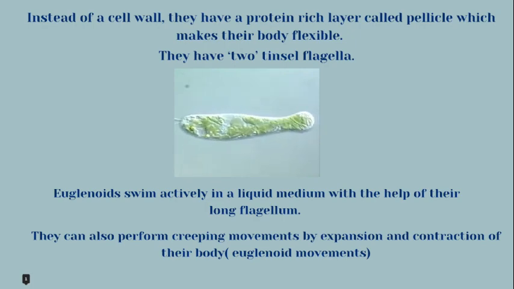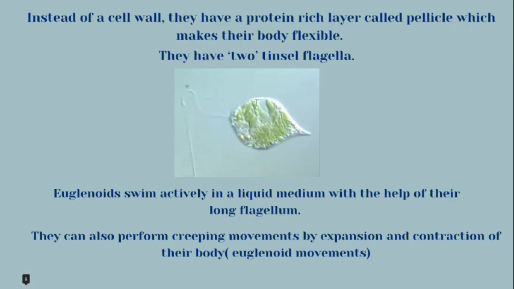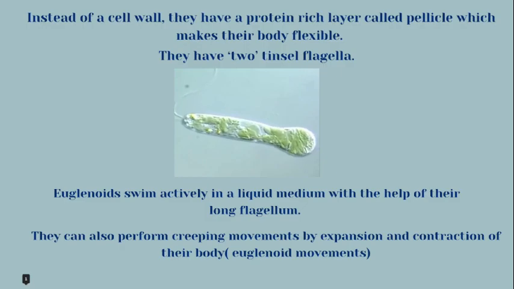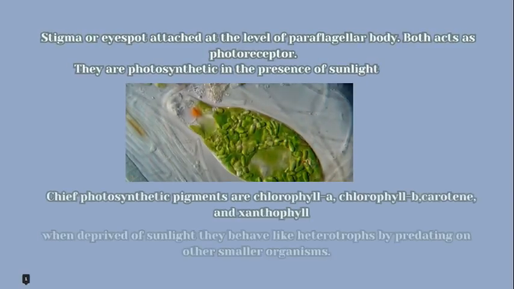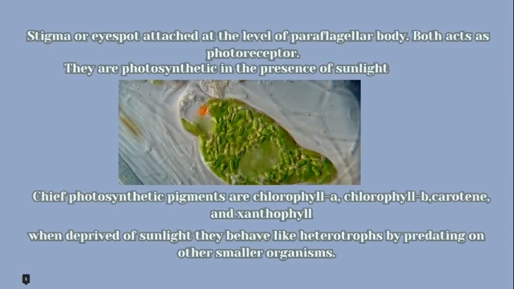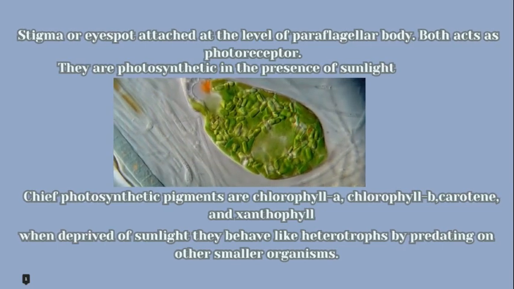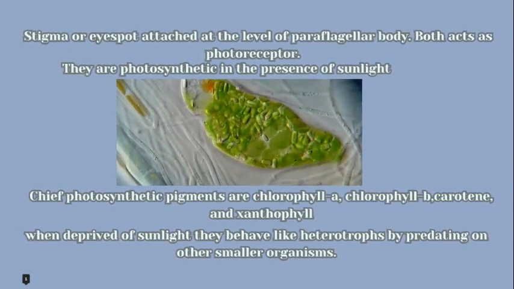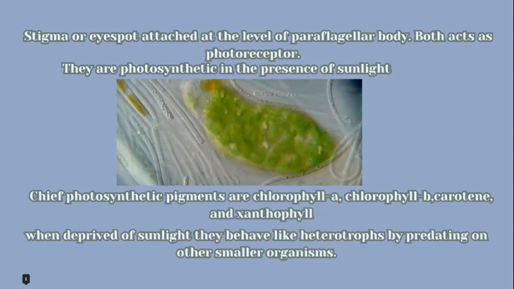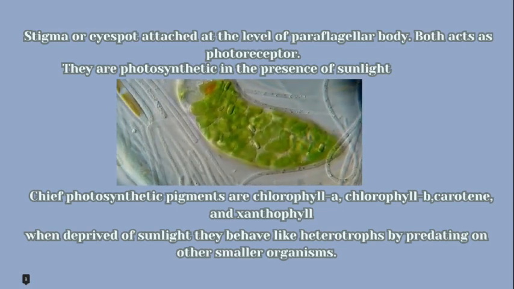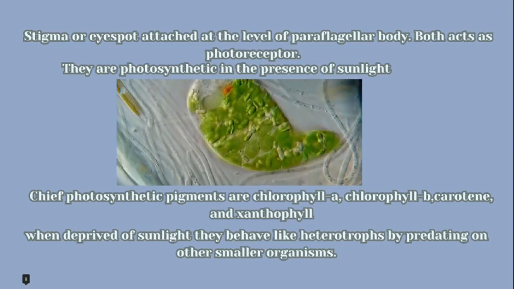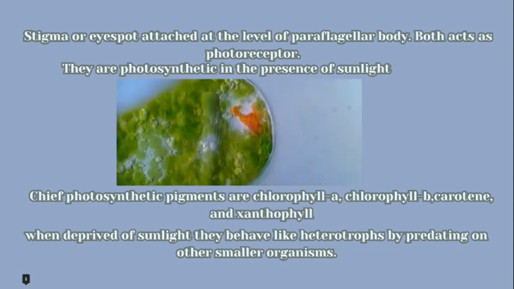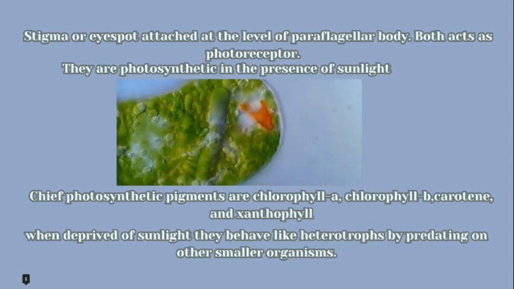You can see the euglenoid movement, which is a creeping movement by expansion and contraction of their body. This movement is also exhibited by them. They also have a stigma or eye spot attached at the level of their paraflagellar body. Both the flagella as well as the eye spot act as photoreceptors, which help the photosynthetic euglenoid to move in the presence of light.